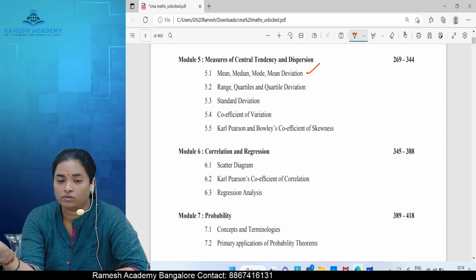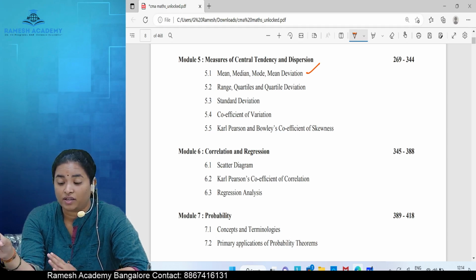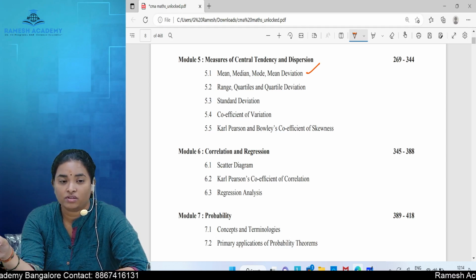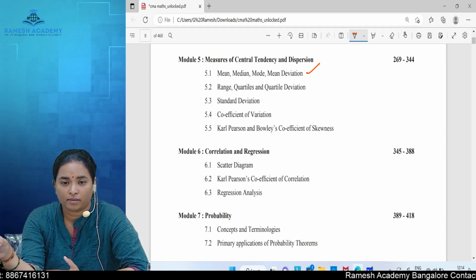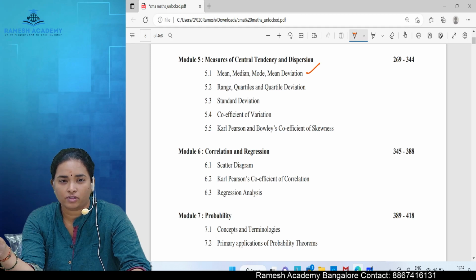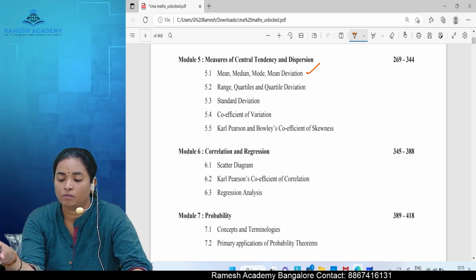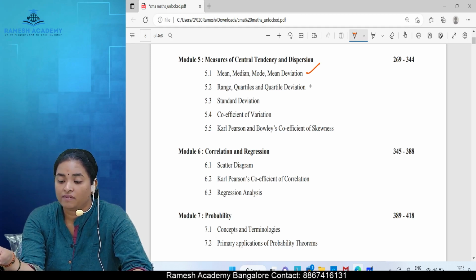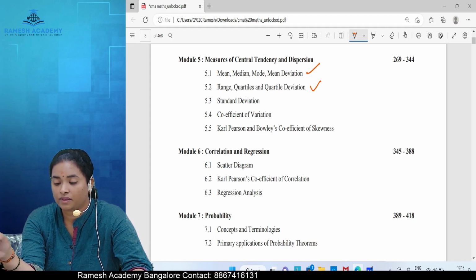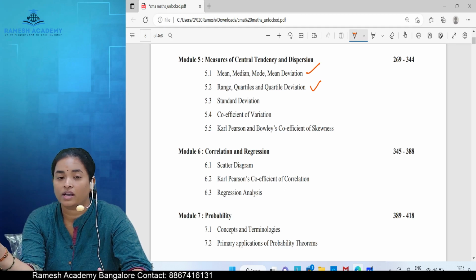Okay, that also will be statistical, but here, as I said, it is MCQ. So try to find the solution faster. Instead of methods, there are many methods of finding. So given data, try to find the shortest way to find this mean, median, mode, mean deviation. Then we have range, quartiles. Next we have range, quartiles and quartile deviations.